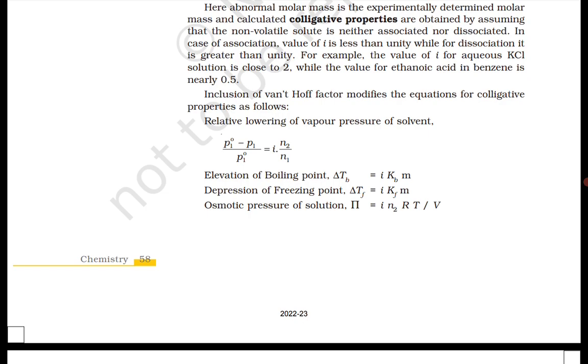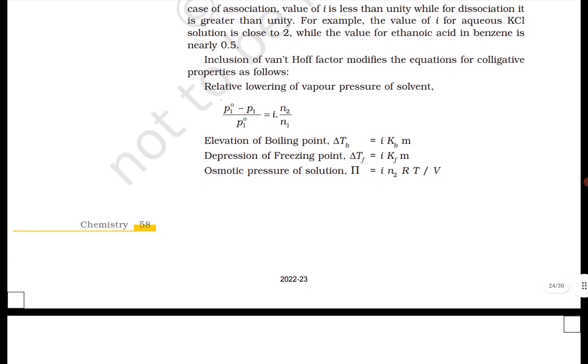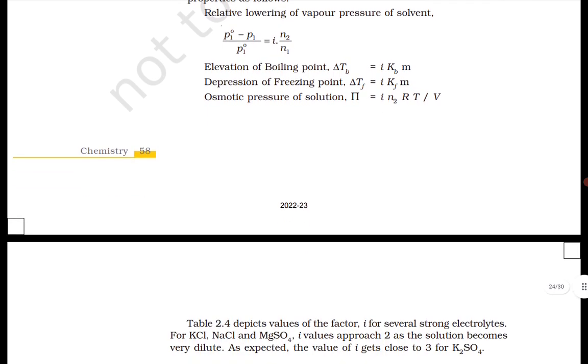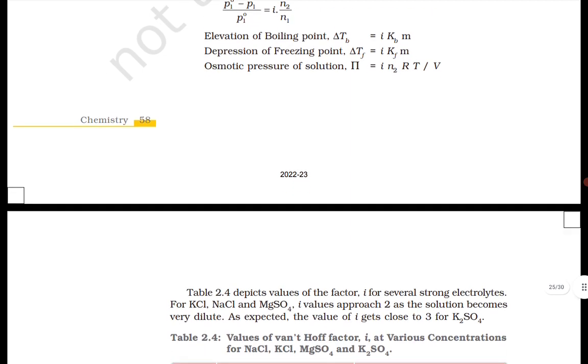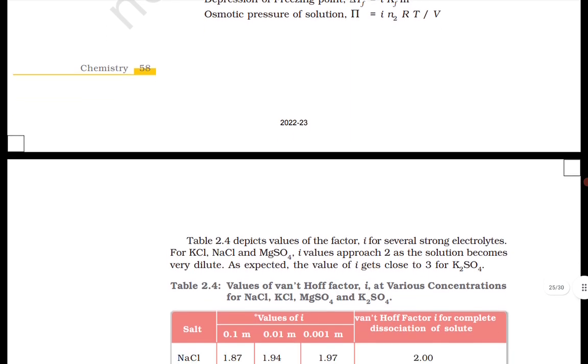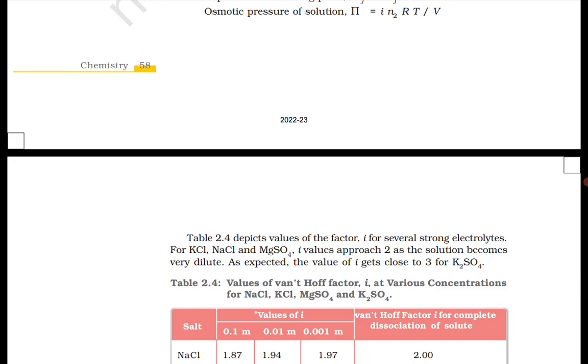Inclusion of the Van 't Hoff factor modifies the equations for the colligative properties as follows. Relative lowering of the vapor pressure of the solvent, (P1⁰ − P1)/P1⁰ equals i into n2/n1. Elevation of the boiling point, ΔTb equals i into Kb m. Depression of the freezing point, ΔTf equals i into Kf m. Osmotic pressure of the solution, π equals i into n2RT/V.